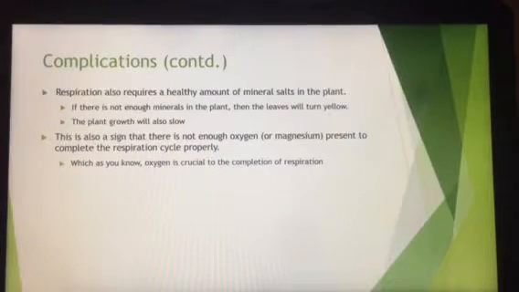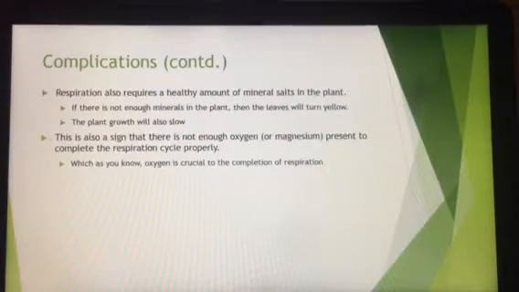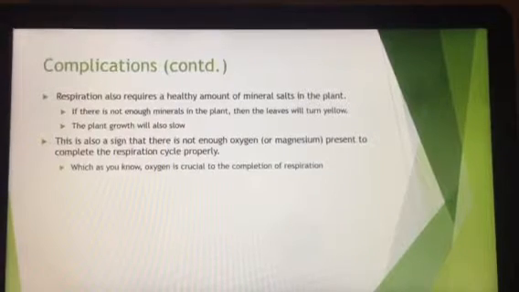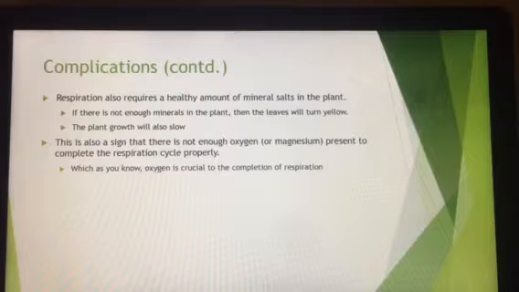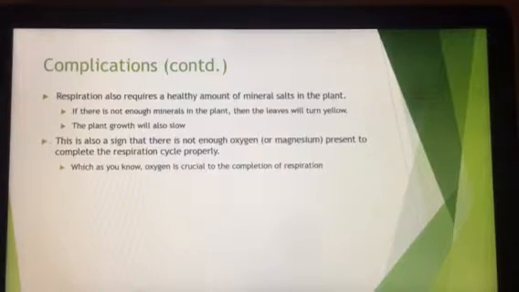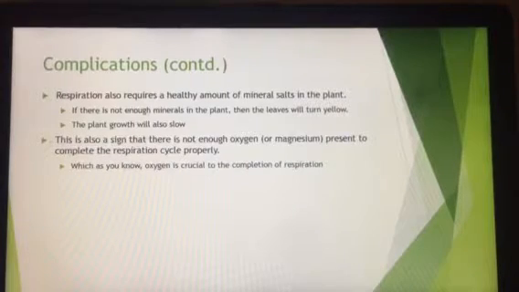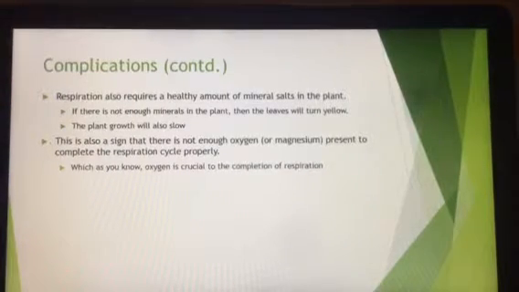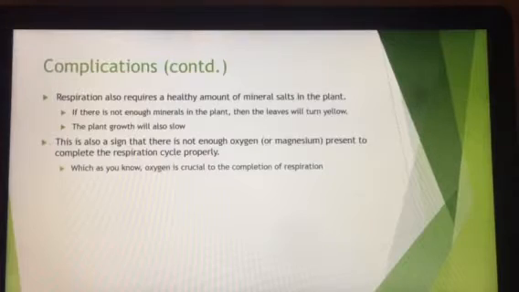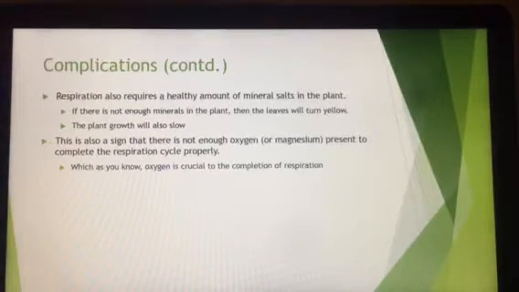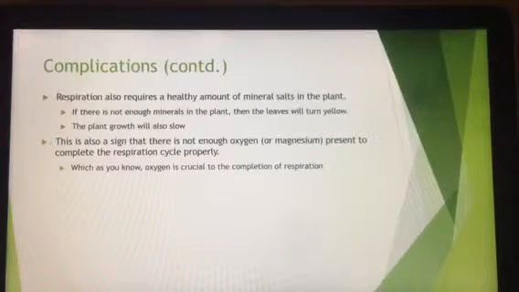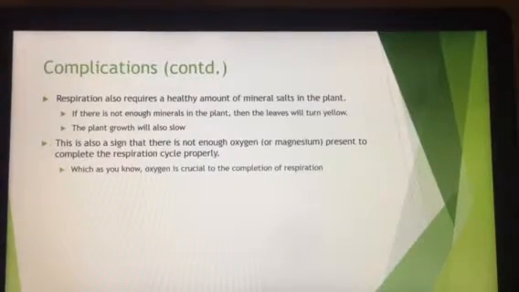Some more complications. Respiration also requires a healthy amount of mineral salts in the plant. If there are not enough minerals, then your plant will be stressed, the leaves will turn yellow, and you'll also have stunted growth. This is also a sign that there is not enough oxygen present to complete the respiration cycle properly, and as you know, oxygen is crucial for respiration.